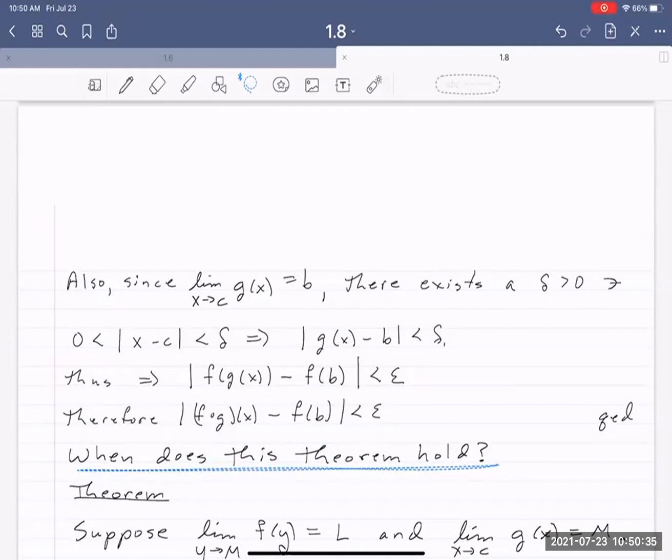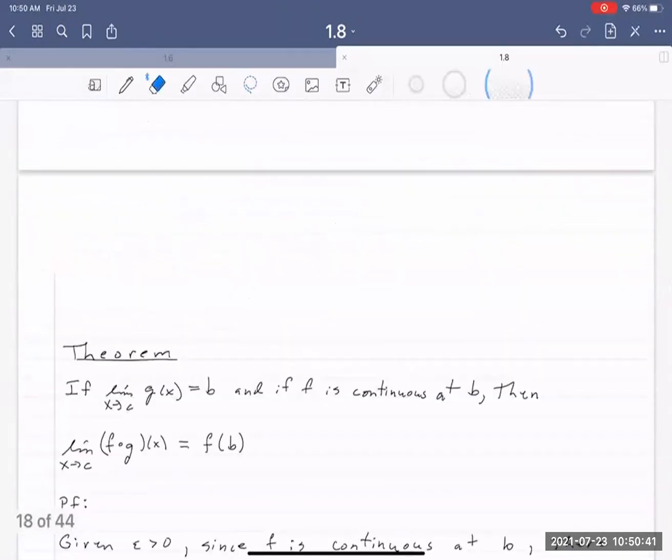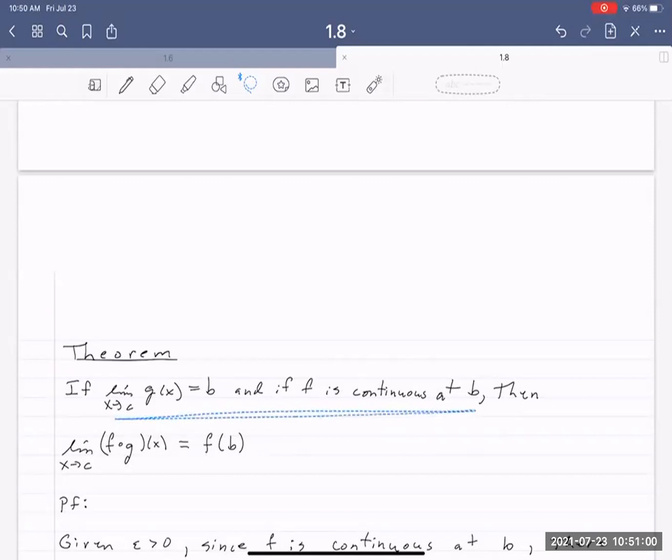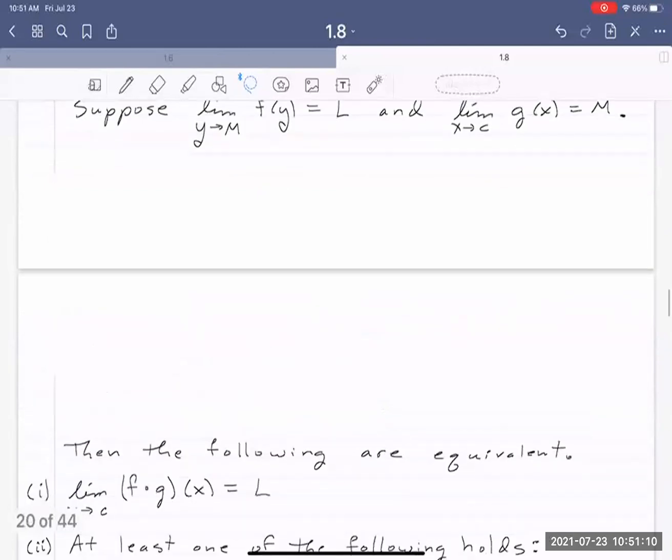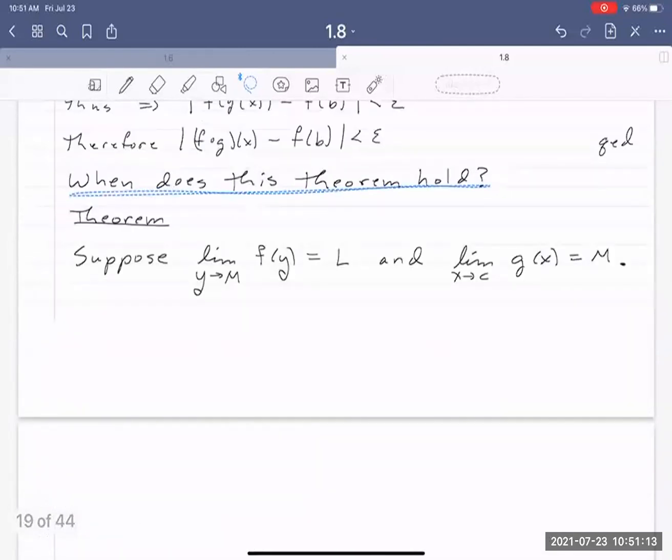Question: when does this theorem hold? Can I make some of these conditions less strict so that I still have this conclusion, with statements that are not as strict as these? And if I make any weaker conditions, will that mean that this will not hold? Okay, so let's see. When does this theorem hold?